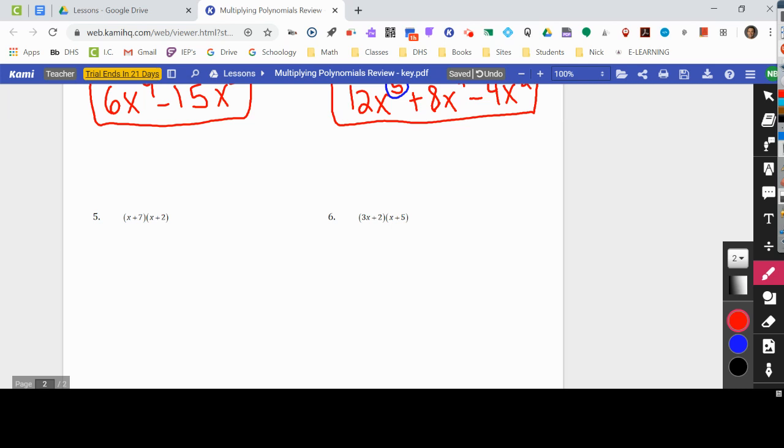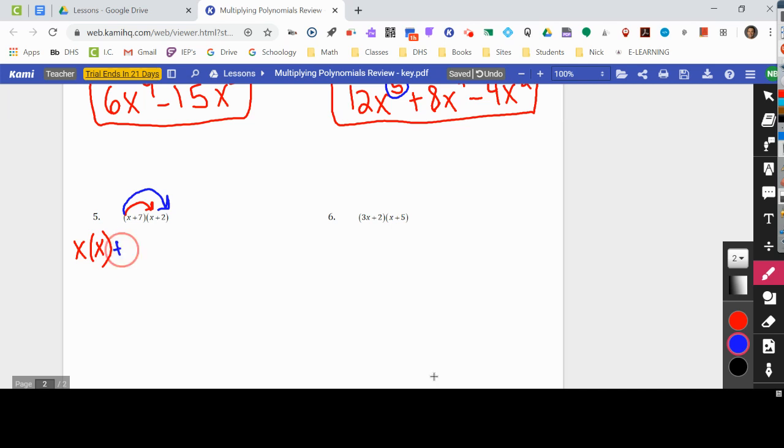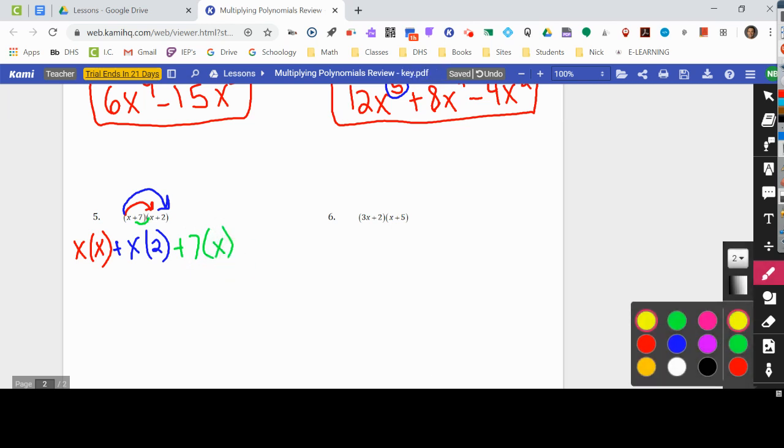Example 5, right here we have x plus 7 times x plus 2. All right, here we go. This is my binomial times a binomial. So I'm going to do my first terms, of x times x. Today I'm going to be very colorful here. I'm going to do my outside terms: we're going to have this positive x times a positive 2. We're going to have my inside terms: a positive 7 times a positive x. And I'm going to go yellow because it's springtime. Now we're going to have a positive 7 times a positive 2.